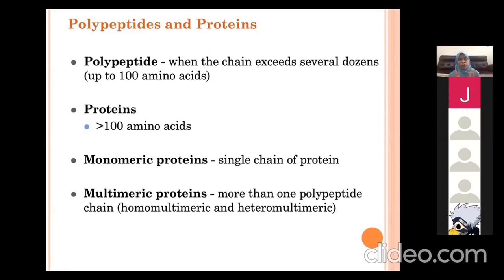For protein, we have monomeric and multimeric. Monomeric means we have only one chain of protein. If we have multiple chains, we call it multimeric. If you have similar copies of the chain, we call it homomultimeric. If different copies of the monomer, we call it heteromultimeric.